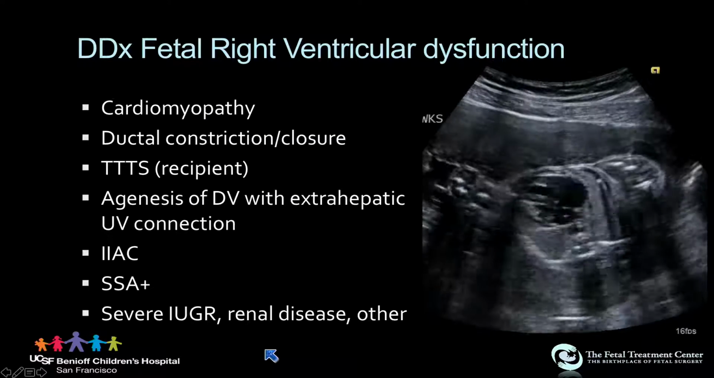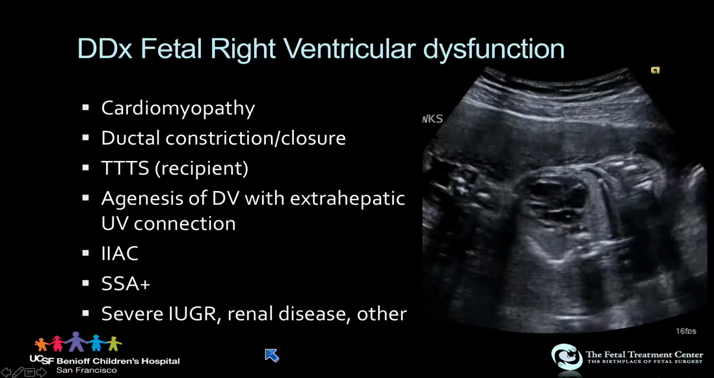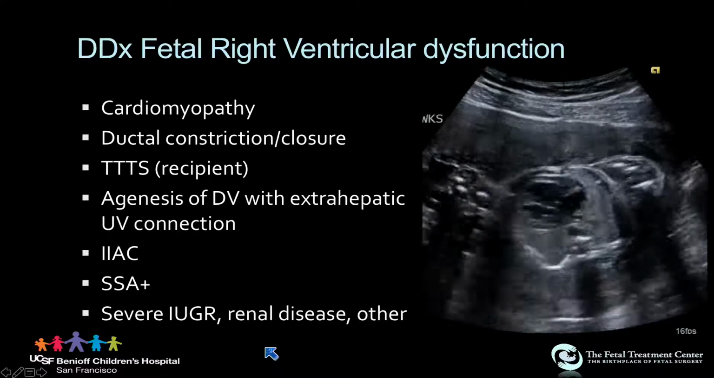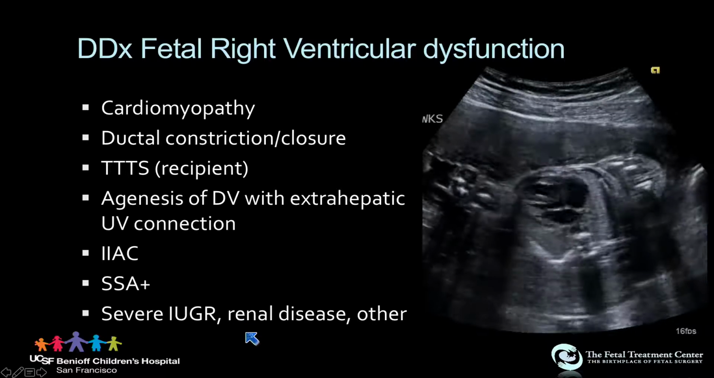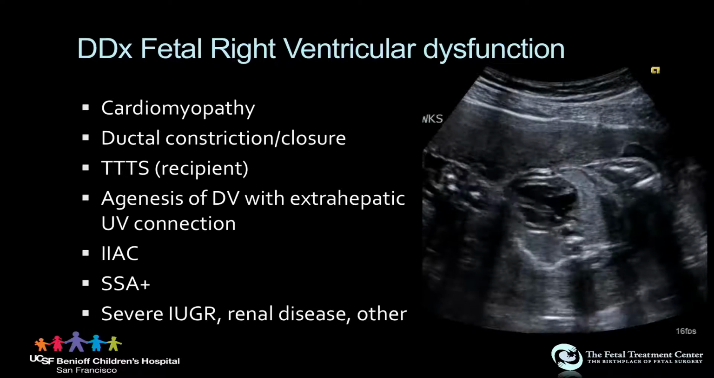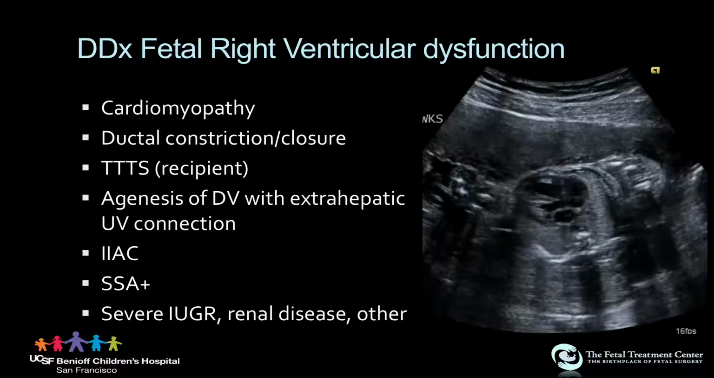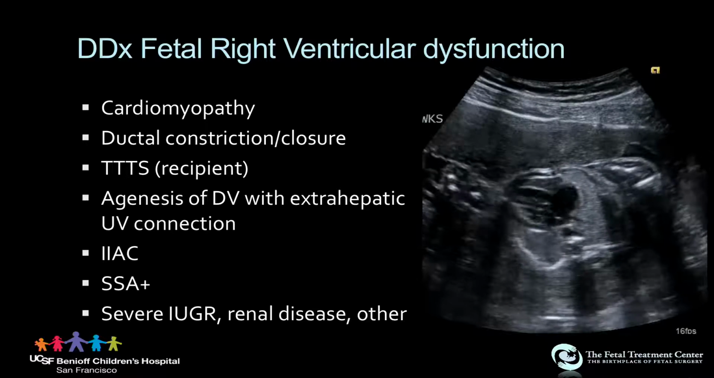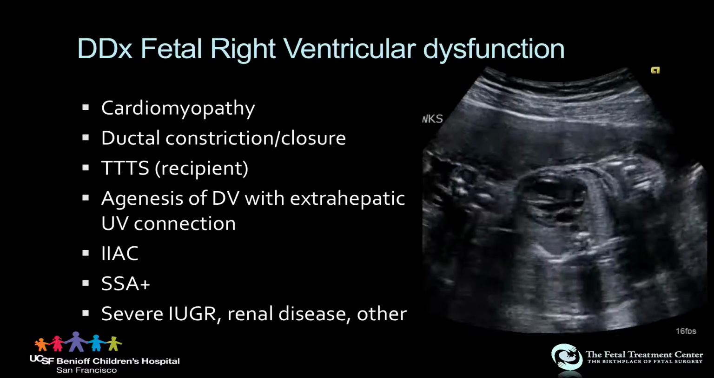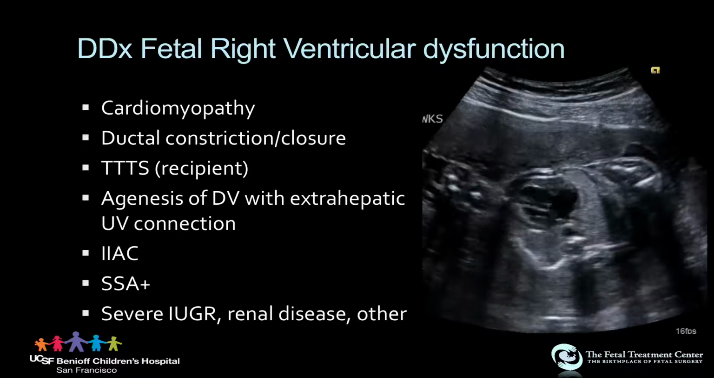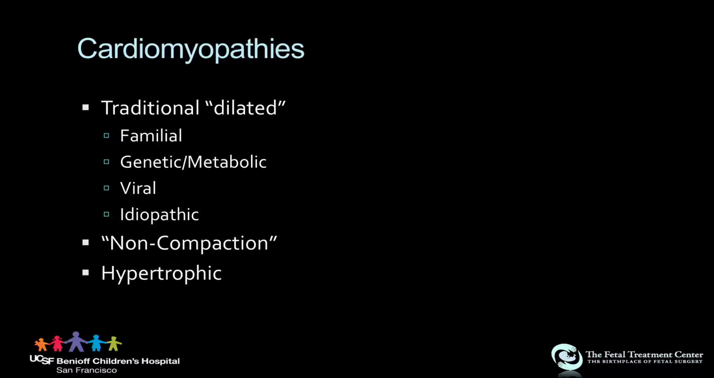As far as ventricular function, right ventricular dysfunction often catches your eye, but there's a problem with coming up with a differential diagnosis. So these are the things that I can sort of think of. There's inherited cardiomyopathies, there's acute ductal constriction or closure that may cause a high afterload, twin-twin transfusion also causing high afterload, agenesis of the ductus venosus with volume overload, arterial calcification, which causes a high afterload and coronary disease, and then antibodies, severe IUGR, renal disease, and others can also all affect the right ventricle.